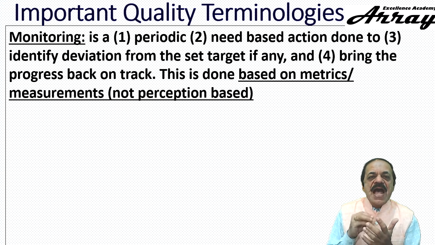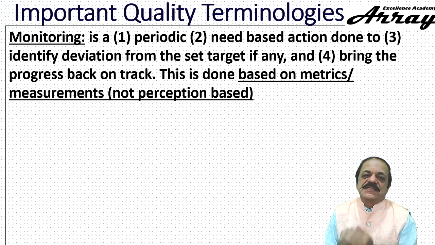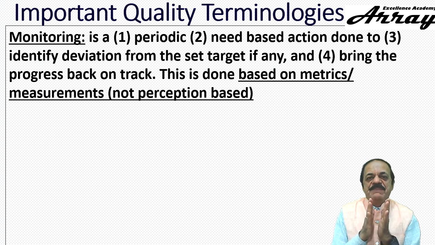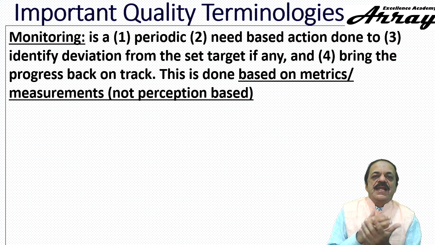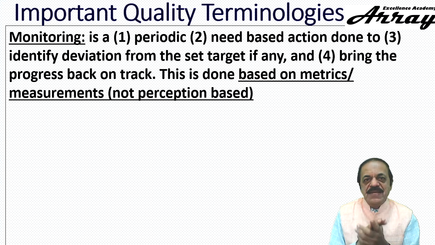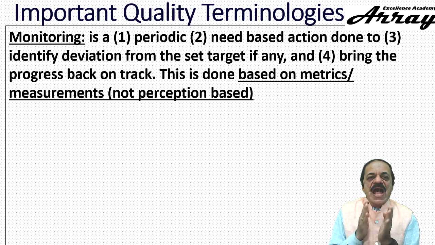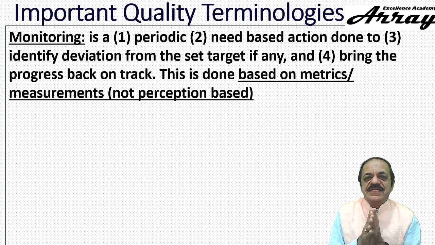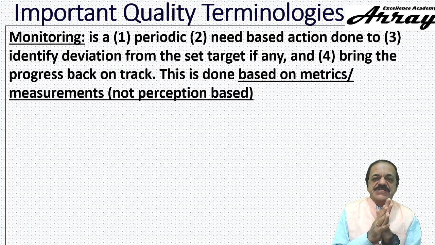Point number 3, identify deviation from the set target if any. What is the purpose of monitoring? You take measures like what is the level of progress in a project, like what has been the level of acceptance after improvement I have done, say through QCC or Six Sigma. Now I see whether it is really fetching my improvement. If not, what is the deviation and how to make the deviation zero ideally by further corrective actions. So identify deviation from the set target is the primary object of monitoring.